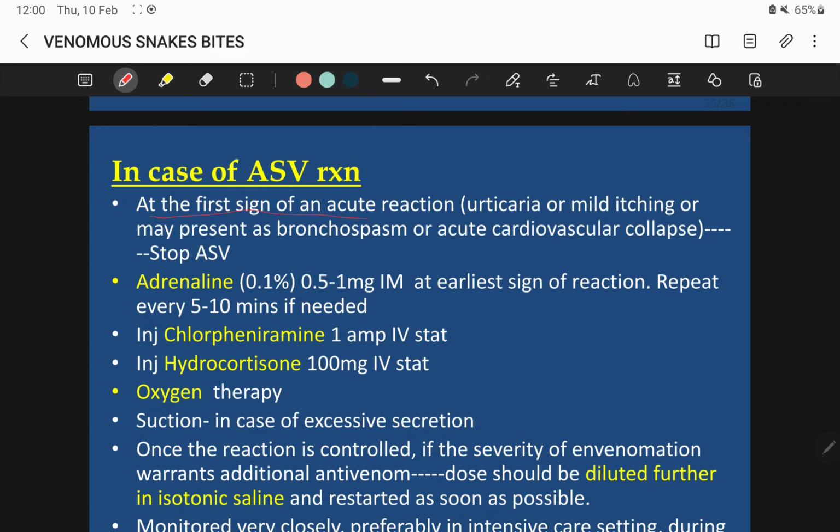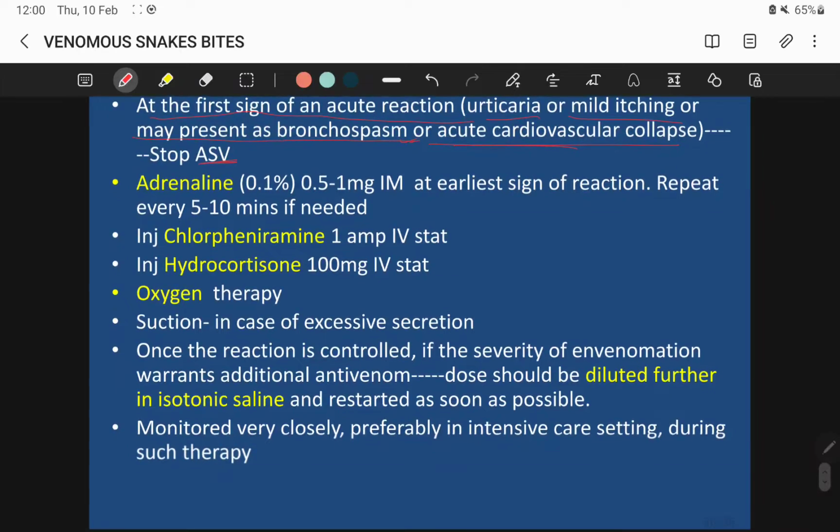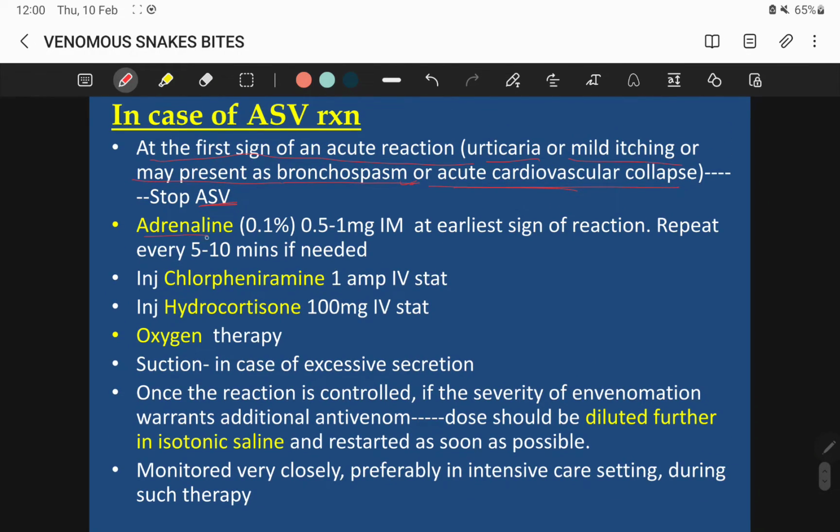At first, the signs of acute reaction are urticaria or mild itching, or it may present as bronchospasm or cardiovascular collapse. Then we should stop the ASV. So what should we do? If there is a toxic side effect, we should give adrenaline, 0.5 to 1 mg intramuscular, and then repeat every 5 to 10 minutes.